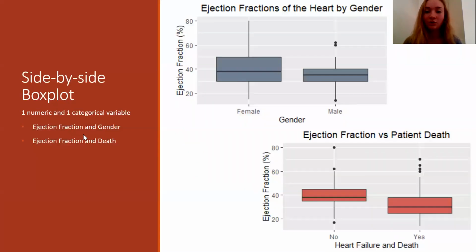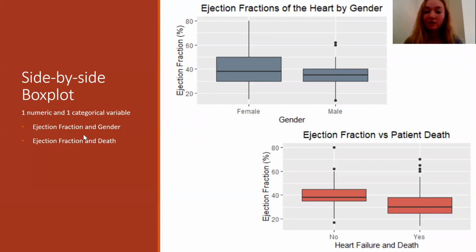And so these are two side-by-side box plots. The box plot on the left is of ejection fraction by gender. We can see that females had a wide range of values and a higher median. Males had a smaller standard deviation away from the median and several outliers. Overall, this graph is showing females generally had higher ejection fractions compared to men.